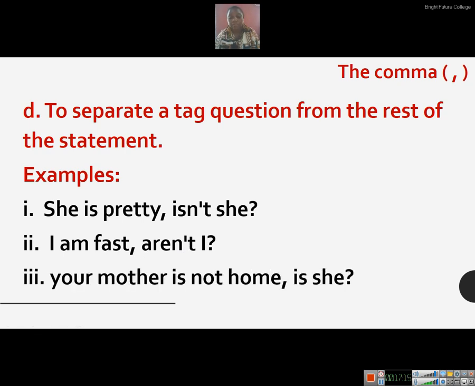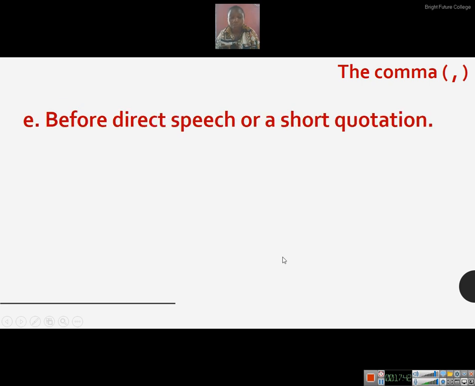Your mother is not home, comma, is she? Your mother is not home is a statement. Is she is the tag. So the comma is used to separate the statement from the tag. The comma is used to separate the question tag from the rest of the statement, just as we have in these examples.